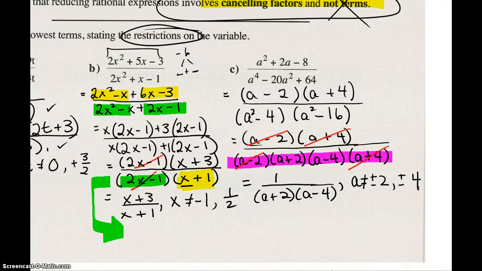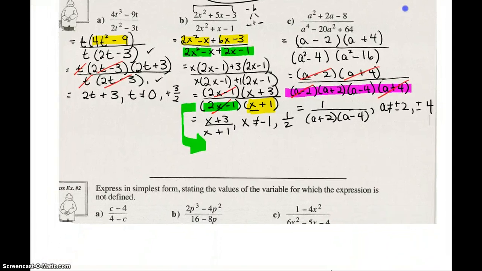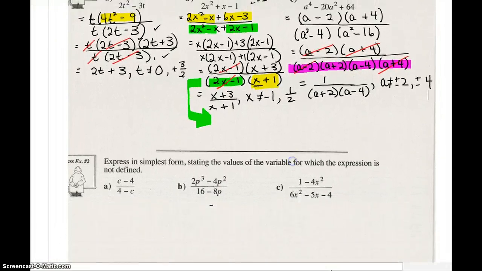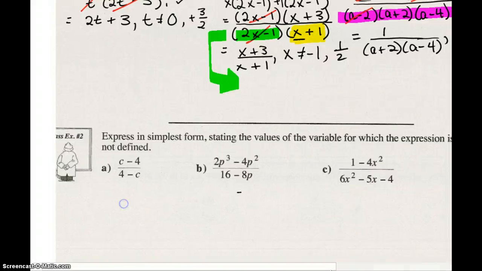All right, I've got a couple of special examples down below, so we're going to go ahead and do those. What I have here is the same kind of thing, except there are a couple of things you should be aware of when you're doing these. Notice that I have c minus 4 and 4 minus c. They're not the same at this moment, but I can change the bottom around to make it look more like c minus 4, which is the numerator. How would I do that?